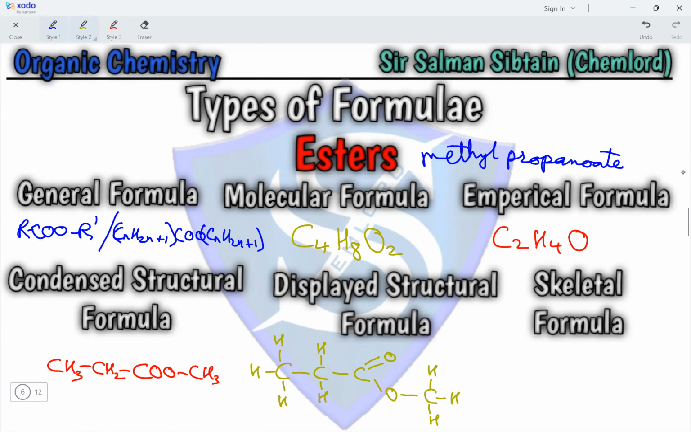And finally, looking at the skeletal formula, we would have 3 carbon atoms placed in this way. This carbon atom would have a double bond O and a single bond O group present, and a single bond showing it is attached to a methyl group. So this is the skeletal formula of methyl propanoate.